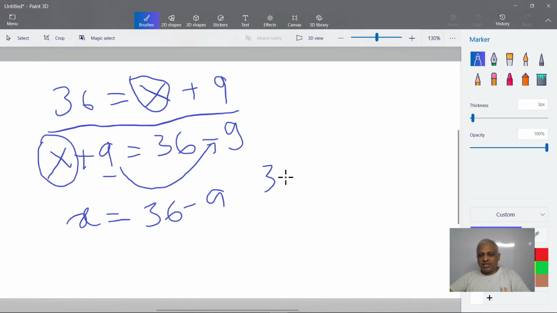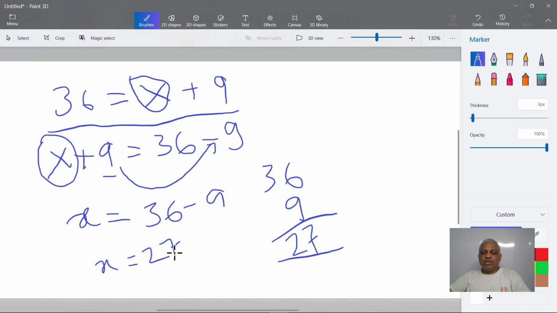36 minus 9. 6 minus 9 we cannot do, so borrow 1. 1 plus 1 is 10, 10 plus 6 is 16, minus 9 is 7. And how much is left here? 2. So 27. What will be the x? 27. So 36 equals 27 plus 9. You got the answer.